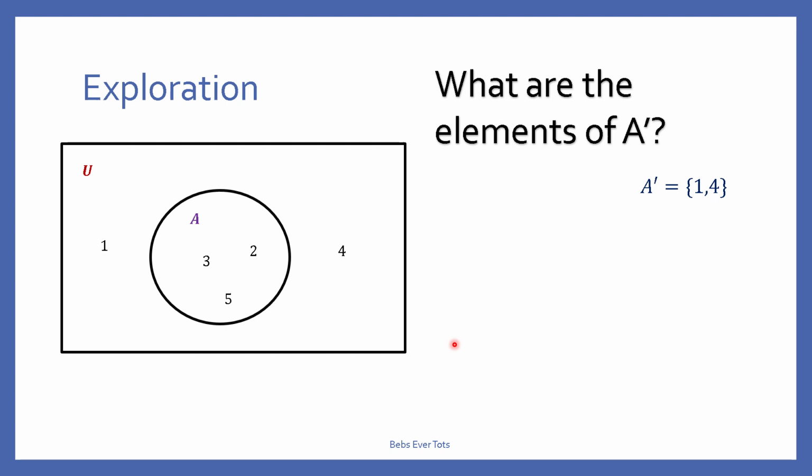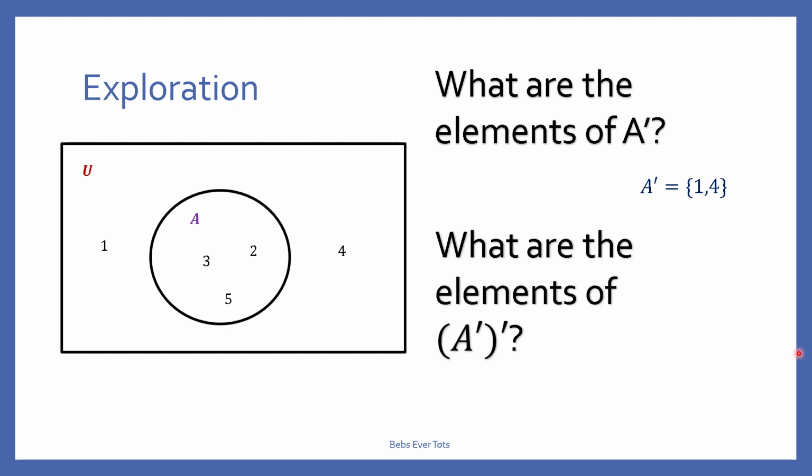Now, let's have another question. Another question is, what are the elements of the complement of A, and then its complement as well? So there are dual complements. So knowing that A complement is 1 and 4, what is the complement of 1 and 4? Which are the elements that are not included in 1 and 4? So therefore the answer is, the complement of A prime is 2, 3, and 5.